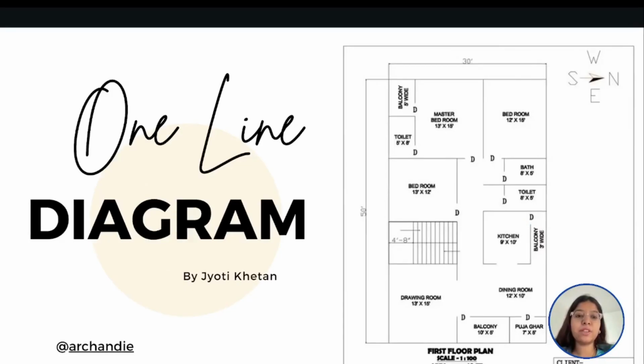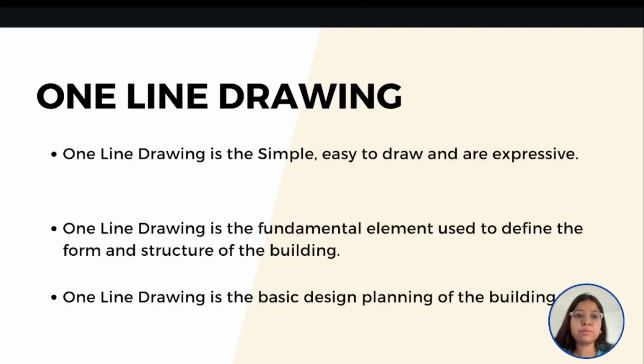So let's start with our one line diagram. One line diagram is done after the bubble diagram and concept development. It's just one of the phases of the thesis, and in this phase we do a single line diagram, which is also called a one line diagram. In this one line diagram we just create a floor plan using only lines. So let's start with this one.